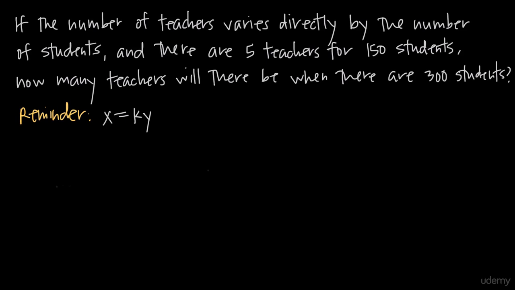In another video, we'll talk about inverse variation, where if one of the things increases, the other one decreases, and vice versa. But when you talk about direct variation, they're both going to increase together, or they're both going to decrease together. They always move in the same direction.